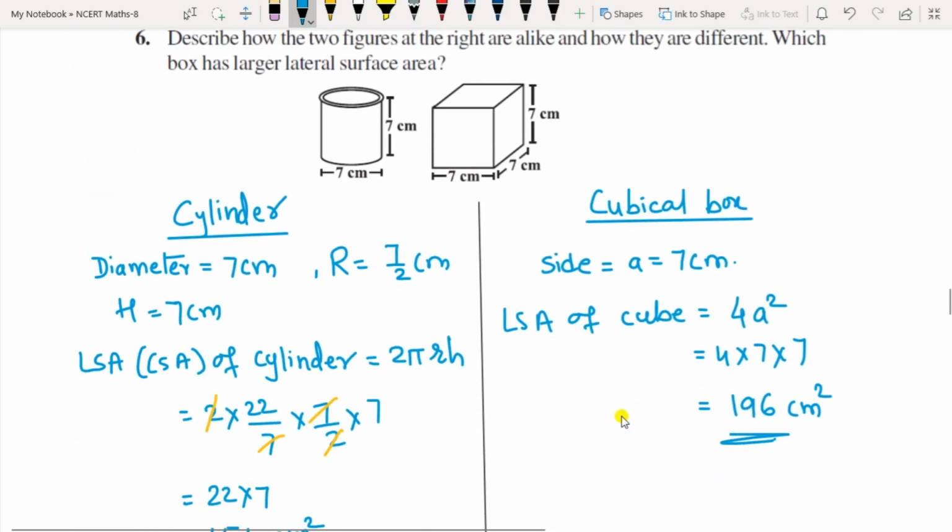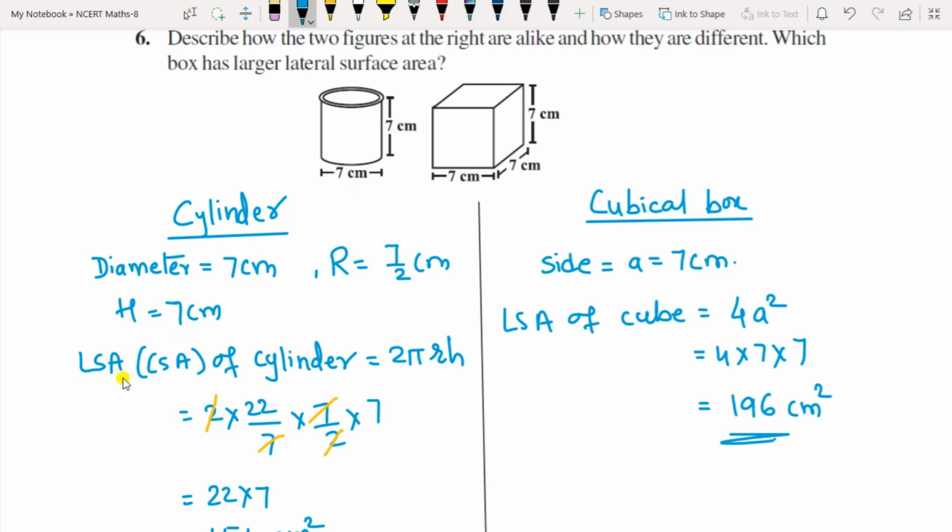Question number 6 is, there are two figures, one is cylindrical, one is cubical. You have to find which box has the larger lateral surface area. So this is a cylinder and the diameter is given as 7. From the figure you can see the radius will be 7/2. Then the height is 7 centimeter, it is given here.